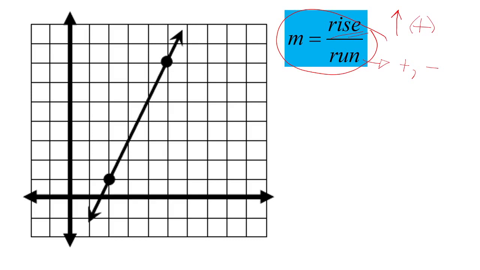It's simply going to the left or to the right. To the right, that's positive. So take note of that. When you go to the right, that's positive. If it's negative, then it's going to the left. So take note, in using this formula, rise over run, you always start with the bottom point.